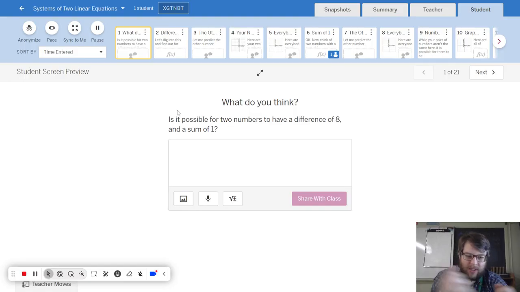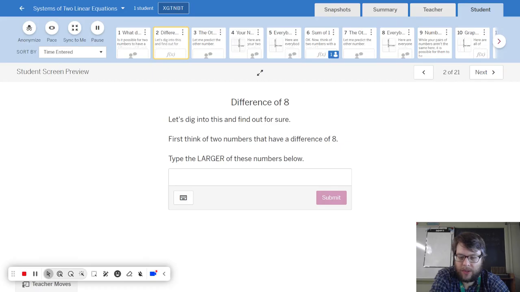First slide is just, do you think it's true? Do you think it's possible? Two numbers to have a difference of 8 and a sum of 1. So two numbers that subtract and give you an answer of 8, and they add and give you an answer of 1. You might not think it's possible. Usually when you add numbers, you get a bigger answer than if you subtract them. So maybe you don't think it's possible. You might think it's possible. So we're going to figure it out.